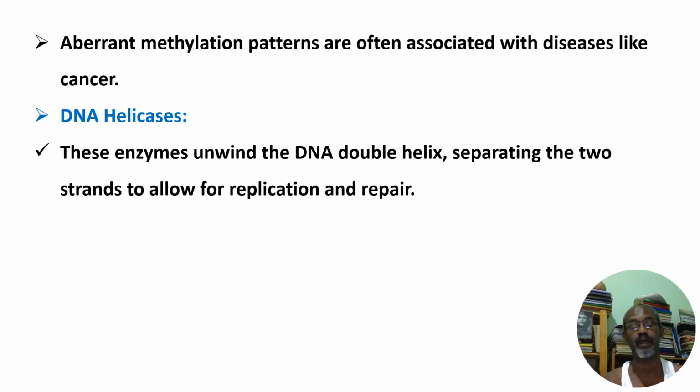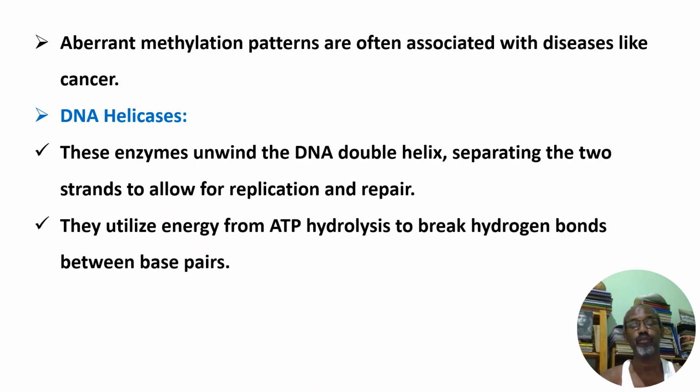When there is a part broken, you have to unwind the DNA, the hydrogen bonds between the complementary base pairs, so that the broken part can be maintained. They utilize energy from ATP hydrolysis to break hydrogen bonds between base pairs. You see, this utilizes energy to break down the hydrogen bonds between the complementary bases.